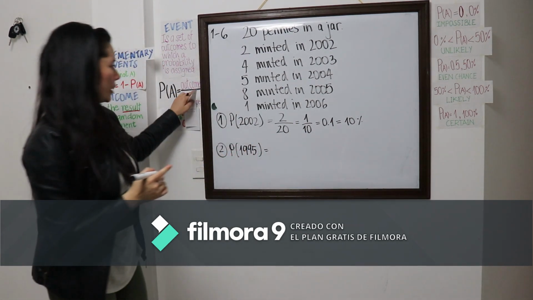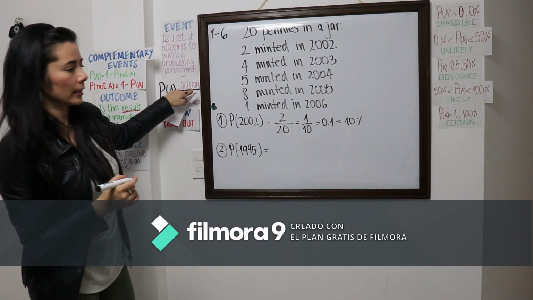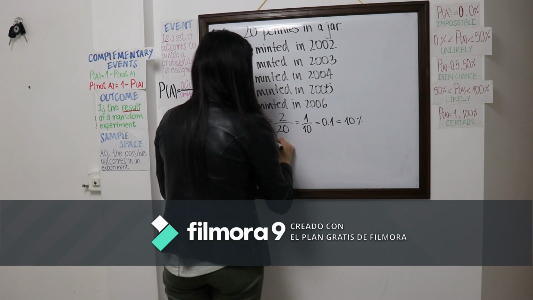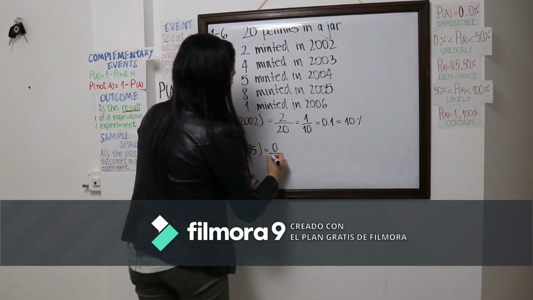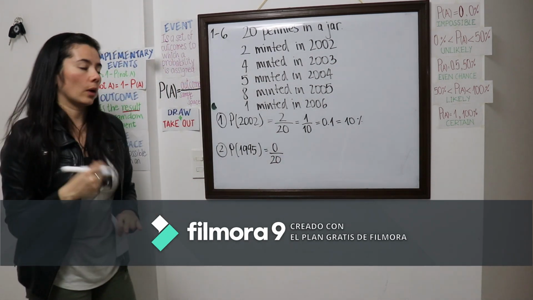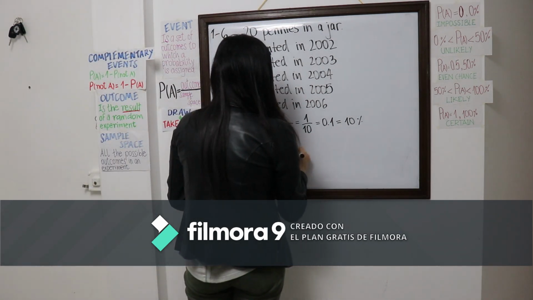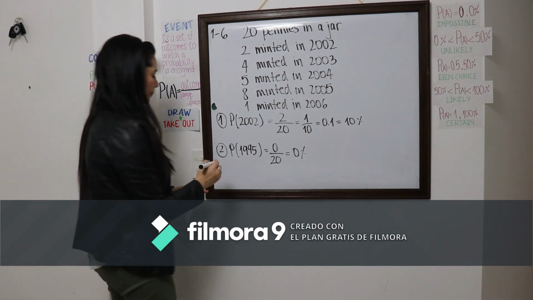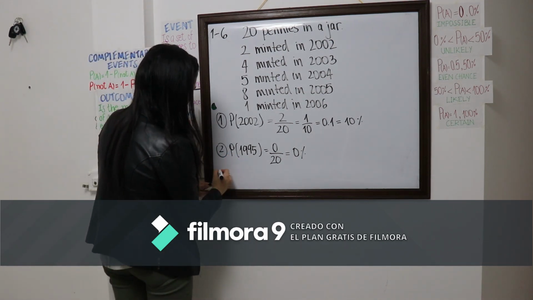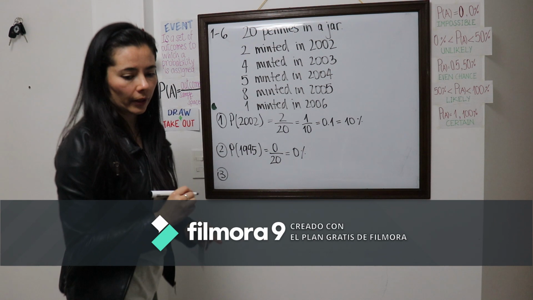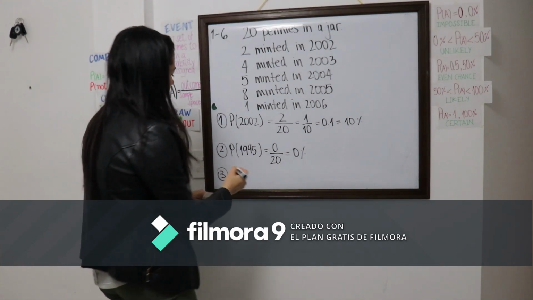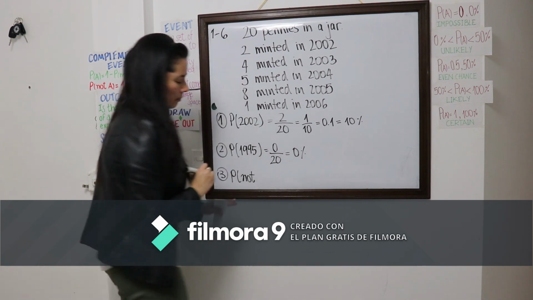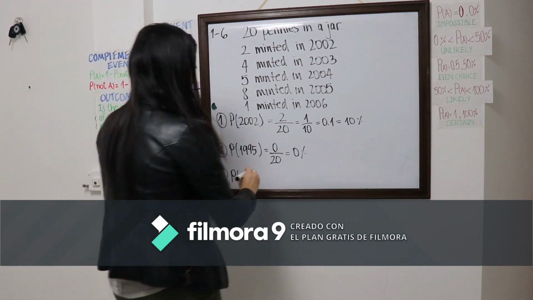Now again, I need to see what are the outcomes for that event, which is 1995, and I don't have any, so I know it's 0 out of the 20 I have in the sample space, and we of course know that is actually 0%. All right? And then we're going to work with problem number 3. Problem number 3 asks what is the probability of pennies not minted in 2004.